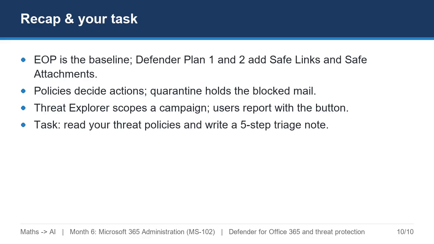Your task: in the Defender portal, read your tenant's safe links, safe attachments, and anti-phishing policies, run Get-AntiPhishPolicy and Get-QuarantineMessage in Exchange Online PowerShell, and write a short 5-step triage note for a user who clicked a phishing link.